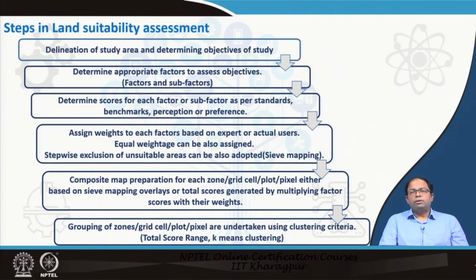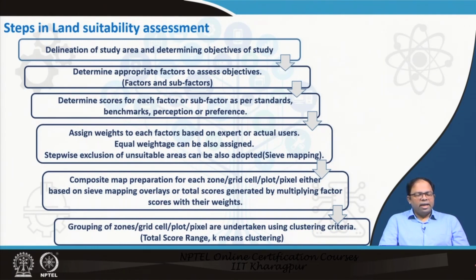In that case what we will do is exclude those areas from the map which have a slope of a certain value, and after that we choose the next factor and so on, and we keep on excluding areas which are not suitable. Ultimately we are left with only some amount of area in the entire area that we are assessing, and that would be suitable for that particular objective.